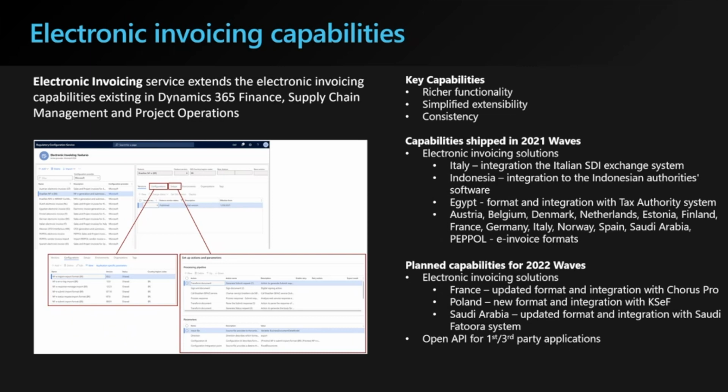Apart from country-specific solutions, we expand service capabilities. Among others, the plan is to provide a set of APIs to let the electronic invoicing service be integrated with any other first and third-party applications, for instance, with unsupported AX versions like AX 2012 or AX 2009. You will hear more precise information about planned capabilities and dates later in the presentation.